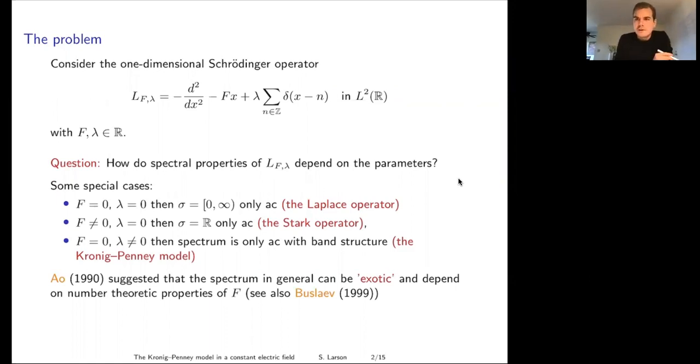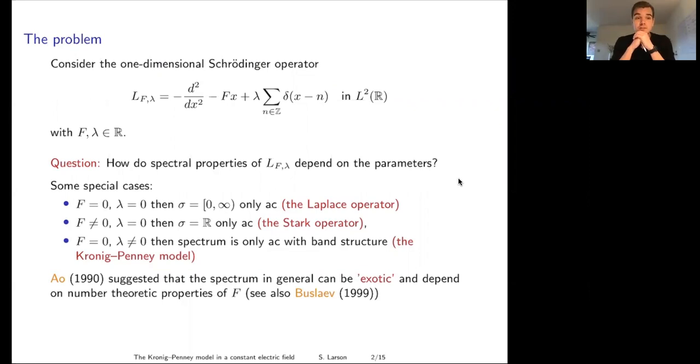So the first case is sort of the very basic case, the Laplace operator, when both f and lambda are 0. So we have spectrum covering the positive real axis. If instead f is non-zero, but lambda is zero, then again, we have only a.c. spectrum. This is the Stark operator, but now the spectrum is all of the real line. And in the third case, when f is 0 and lambda is non-zero, this is the Kronig-Penney model. And we have a.c. spectrum, but which now has a band gap structure. So we have bands of a.c. spectrum and gaps in between going off to plus infinity, but it's again bounded from below. So that's essentially the only case where we know exactly what happens.